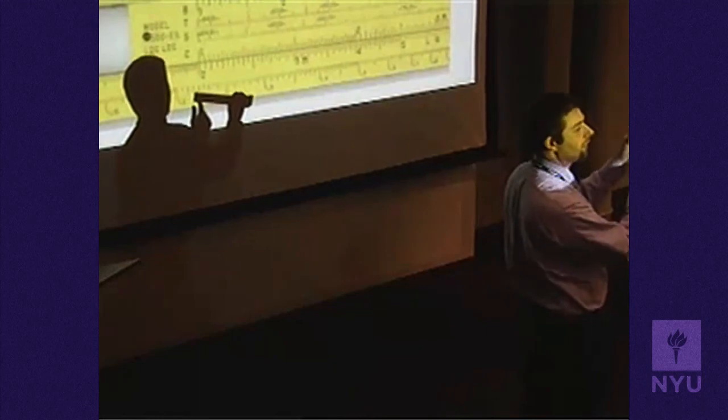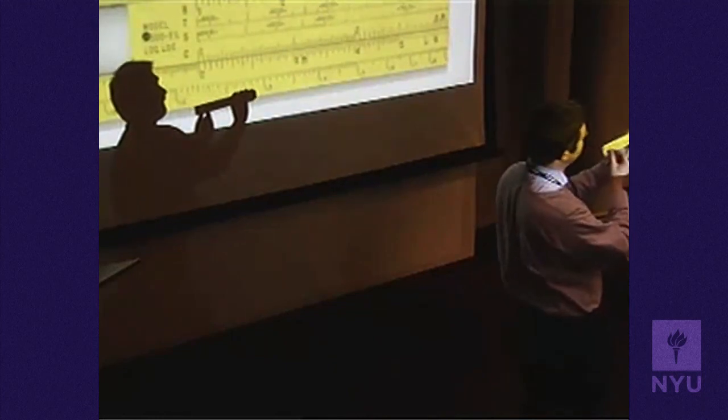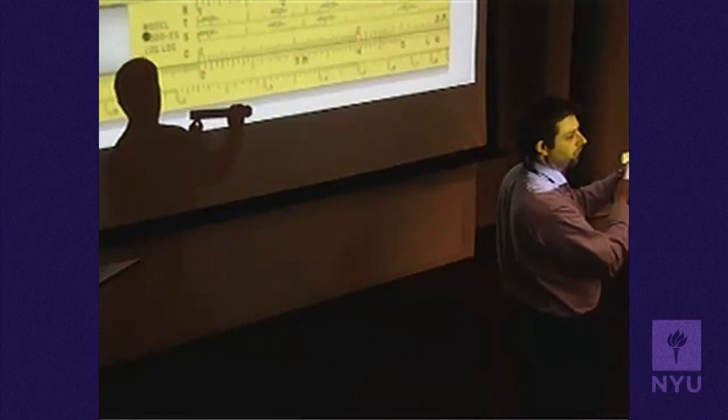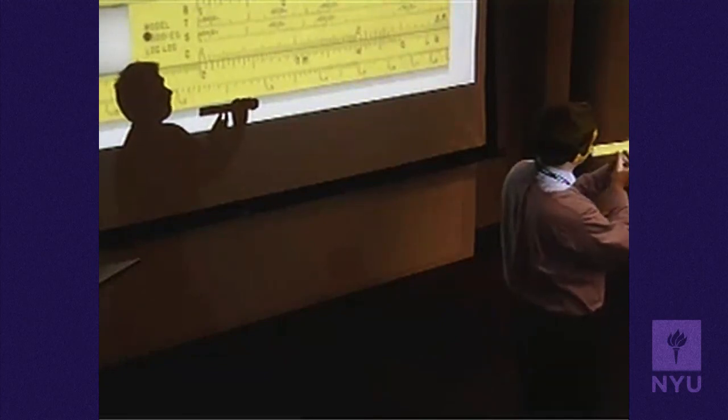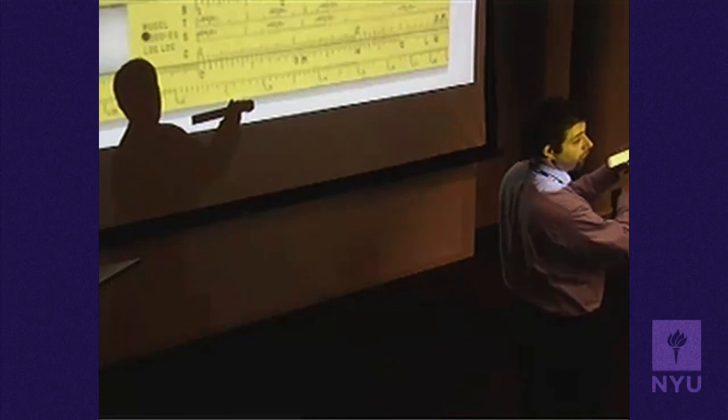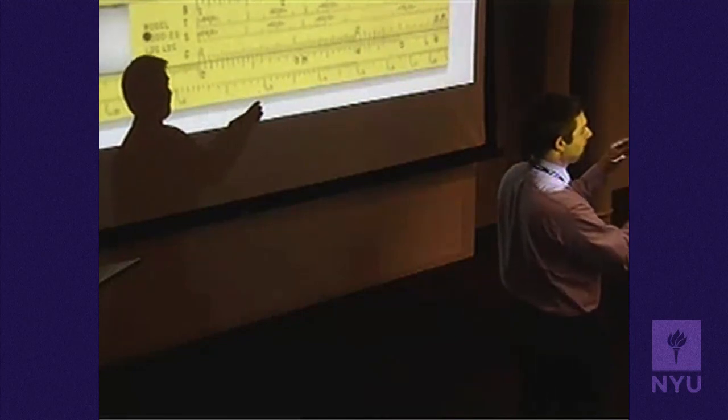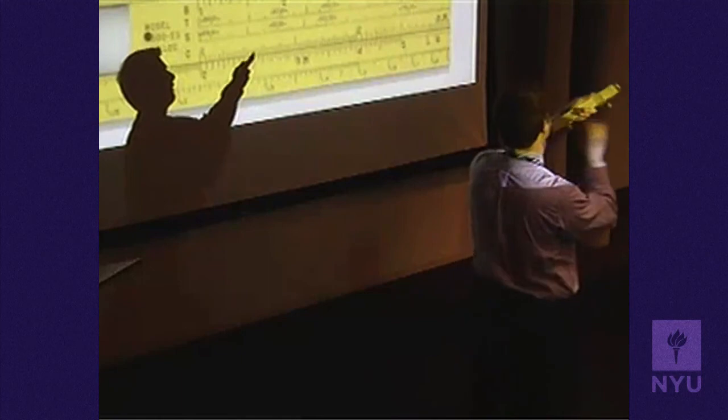There's a bunch of little lines on the slide rule, and the lines are not evenly spaced as if this were a ruler. They're spaced according to logarithms. So the further out you go, the more spread out these numbers are going to be. All right, so let's take two numbers.